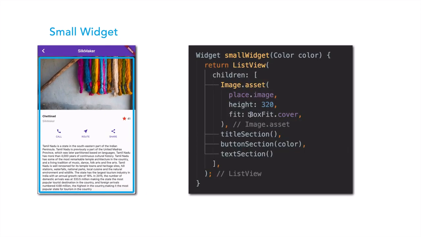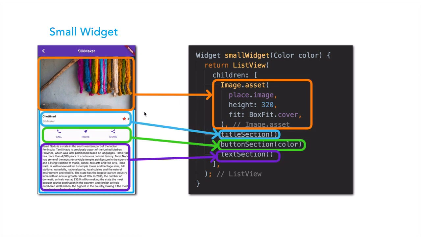So here is the code to build the small widget. We have built the small widget using a list view containing children because the layout items in this widget are going to cross the height of the window. So we kept them scrollable. For this reason, we used a list view. The same thing can be achieved using a single child scroll view containing a column as its child, and the column can contain the same children that we have here.